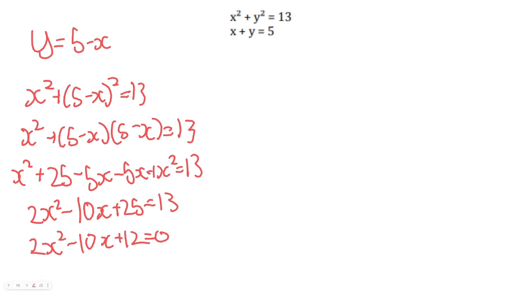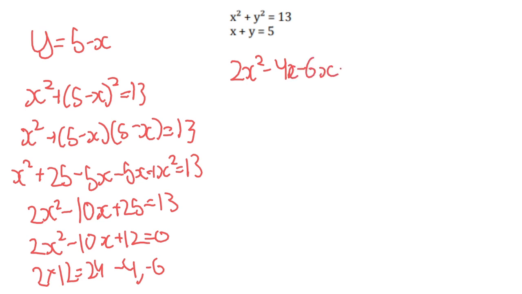How I would do that is first multiply the 2 by the 12 to get 2 times 12 equals 24. And I want to find two numbers that multiply to 24 and add to -10, which would be -4 and -6. So now I can split -10x into 2x squared minus 4x minus 6x plus 12, and that still equals 0.